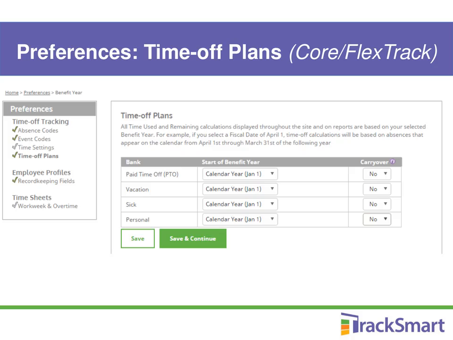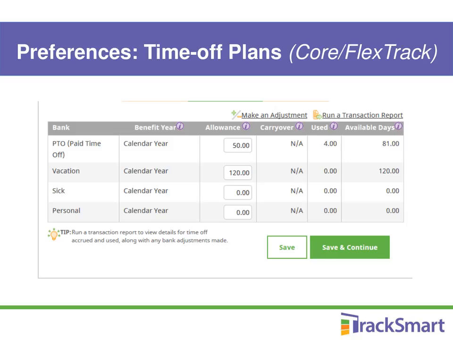There's the time off plan. This is setting up how the benefit year works and whether they can carry over. You can assign different benefit years to different types of banks. And then when you're in the employee's profile, there is a time off plans tab of their profile where you would designate their allowance to the banks that you use for the year, and then it'll calculate based on absences in the calendar. That's what's remaining.